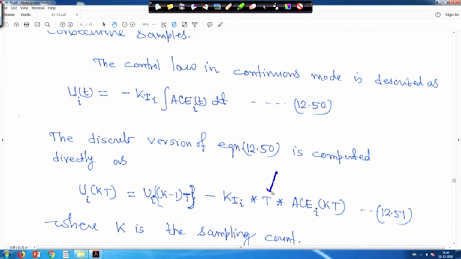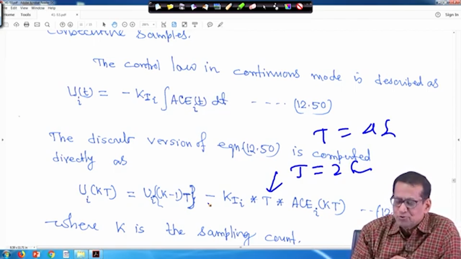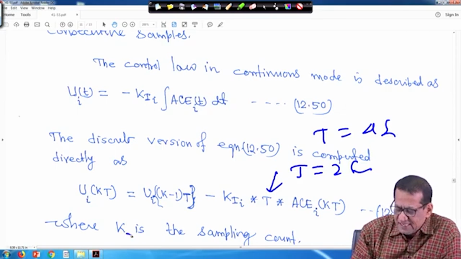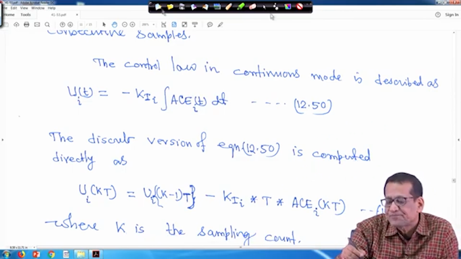That means at every sampling instant, say if T is equal to 2 seconds, you find out the value of u, and this signal will be held constant until the next sampling instant comes at 4 seconds. When t is equal to 4, you compute again until the next sampling instant at 6 comes, because the sampling time is T equal to 2 seconds. Here k is the sampling count and T is the sampling time.